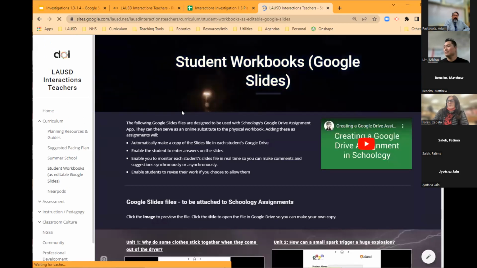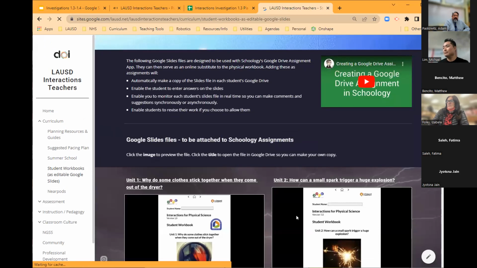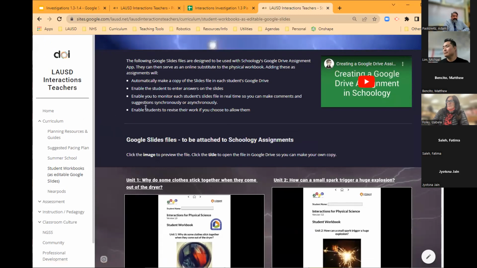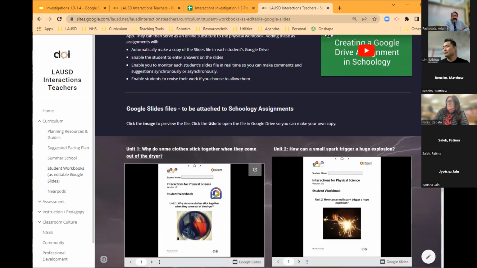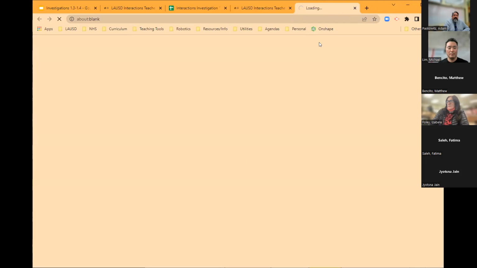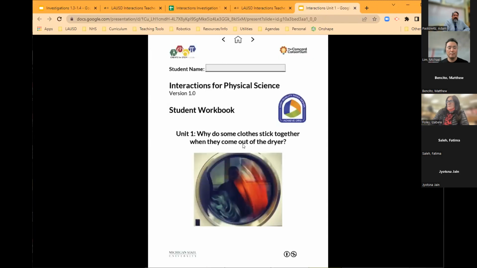So we have a page here that has links to all the units in Google Slides. Now, the nice thing about using these, if you choose to use them, like I said, we have multiple ways to present the content. If you choose to use this one, what you can do is assign this using the Google Drive assignment app on Schoology, and then it will make a copy for every student. It's more than just a PDF though.